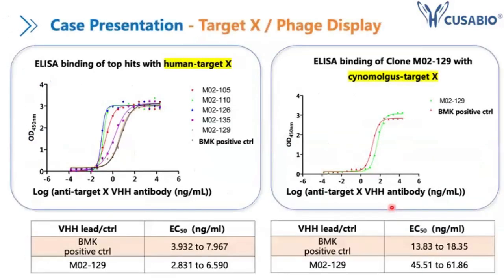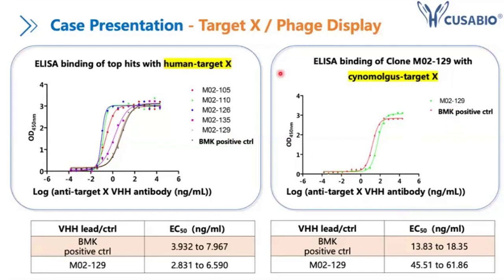The case that I present here is still about target X. With this target X, we did two parallel cases. One is with the single B cell technology, the other is with phage display. And with these two, we were both able to get good candidates. So this is the ELISA binding experiment.